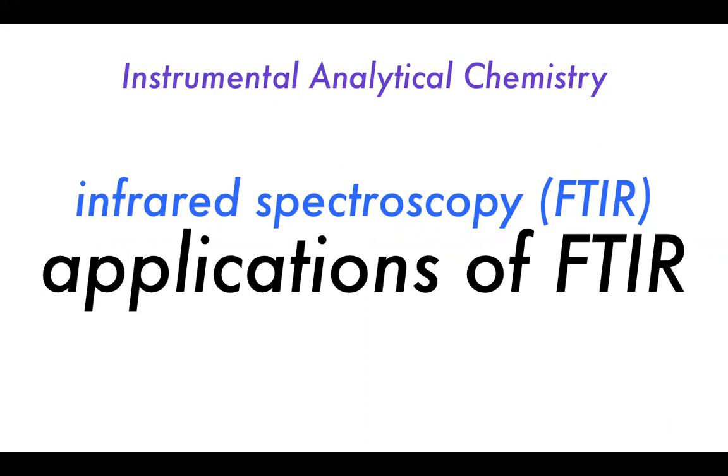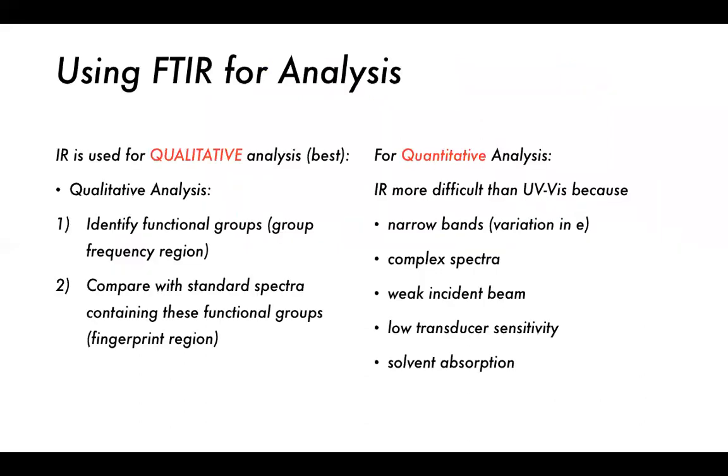So, the majority of use cases of infrared spectroscopy are really based on qualitative measurements. So species determination, looking at which species are present in our solution or in our sample. So using FTIR for analysis. FTIR or IR is used for qualitative analysis, which is its best use.